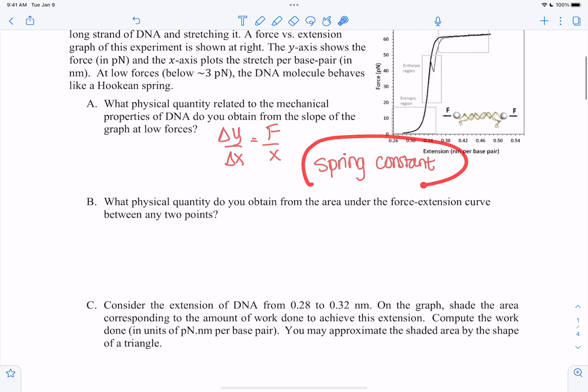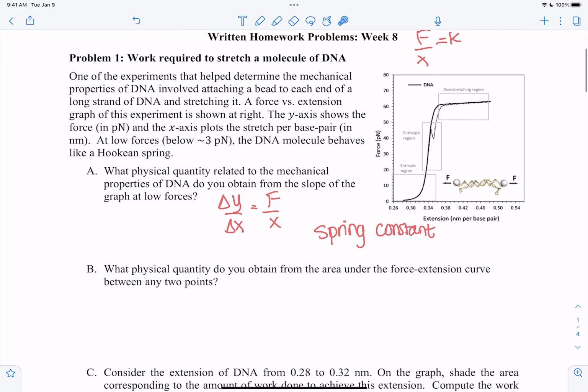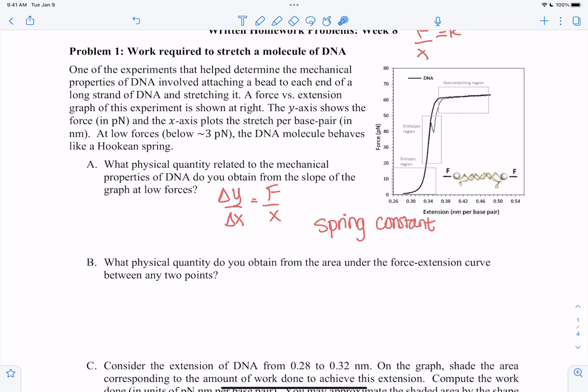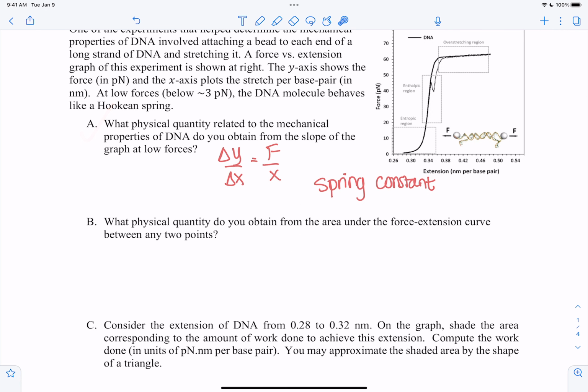But remember, spring constant measures the stiffness of a spring, right? If you have a higher spring constant, then the spring is a little bit more stiff. So spring constant for DNA would just be the stiffness of DNA, which doesn't make a lot of sense off the top of my head, but we'll just take it as is. Spring constant for DNA, that's the relationship that you have. So that's part A. Part B is going to be asking something a little bit similar.